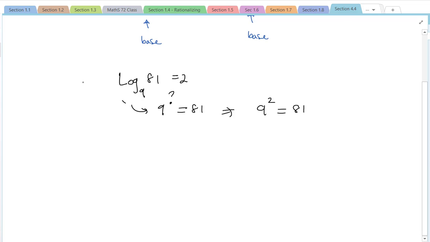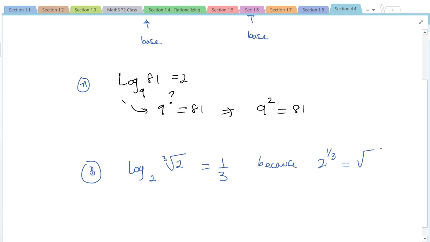And so we could do other quick examples. Like if I said log base 2 of the cube root of 2, for example, this is what exponent do you put on 2 to get the cube root of 2? Well, that would be 1/3, because 2 to the 1/3 is equal to the cube root of 2. Thinking about a fractional exponent, it becomes a radical.